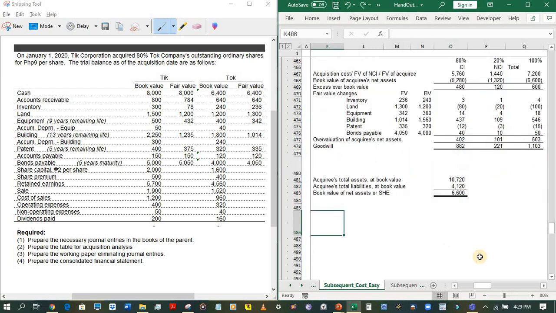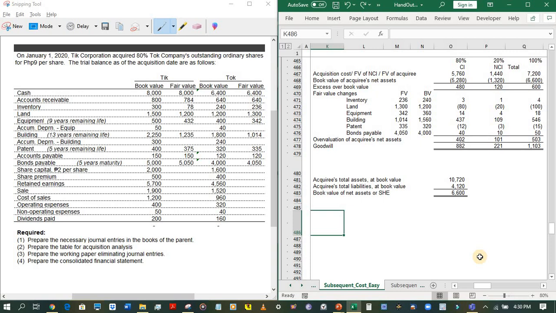Now, let's prepare the eliminating entry. The eliminating entry is not recorded in any books, whether TIC Corporation or TOC Corporation. So the eliminating entries will not appear in the books of both the acquirer and the acquiree. It is called an eliminating entry because we need to eliminate the investment in subsidiary account that we have recorded at 5,760 acquisition cost.